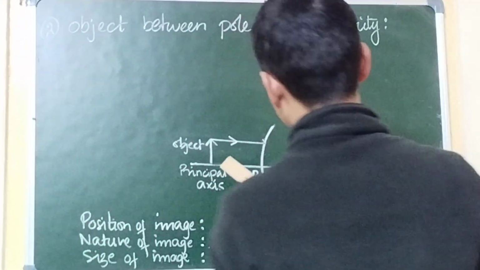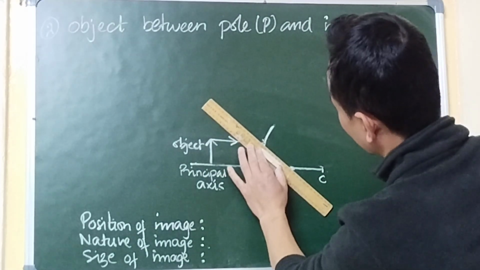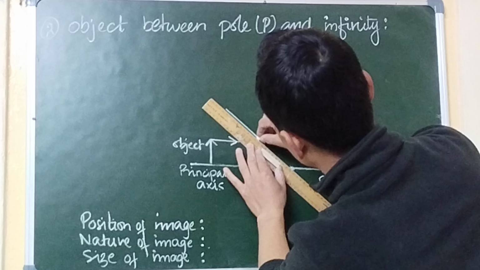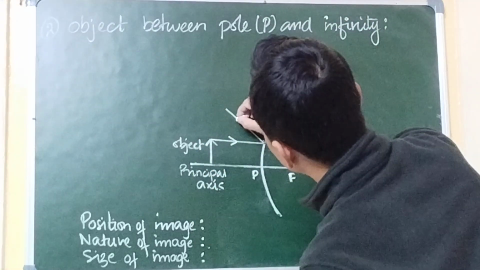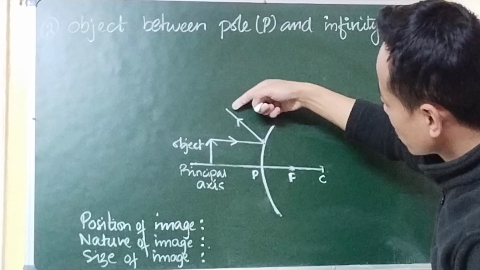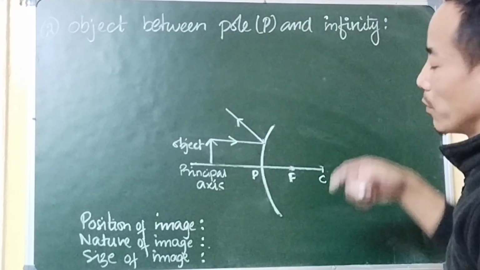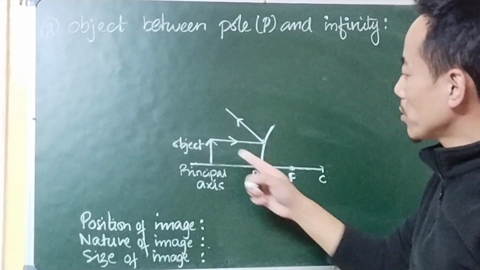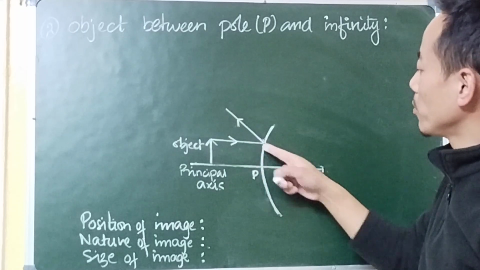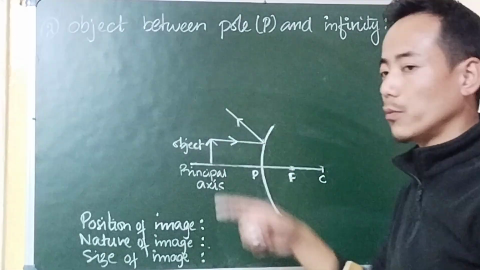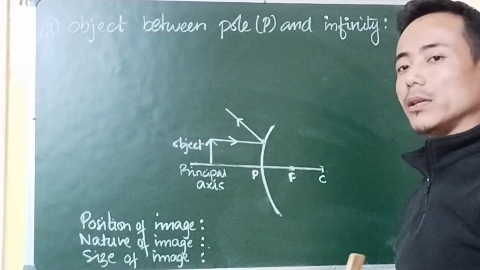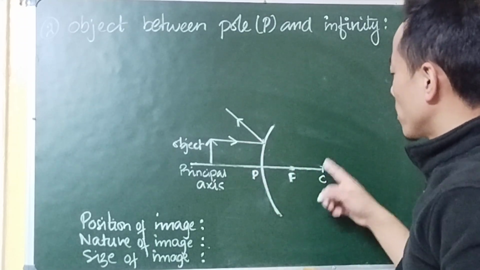So this ray, after getting reflected from the mirror, will go in this direction, and it appears to diverge from the focus. If you draw this line straight, it will reach the focus F. So this is the first incident ray parallel with the principal axis, and according to the rule, it appears to diverge from the focus. Now the second ray we will use is the ray which is going towards the center of curvature.